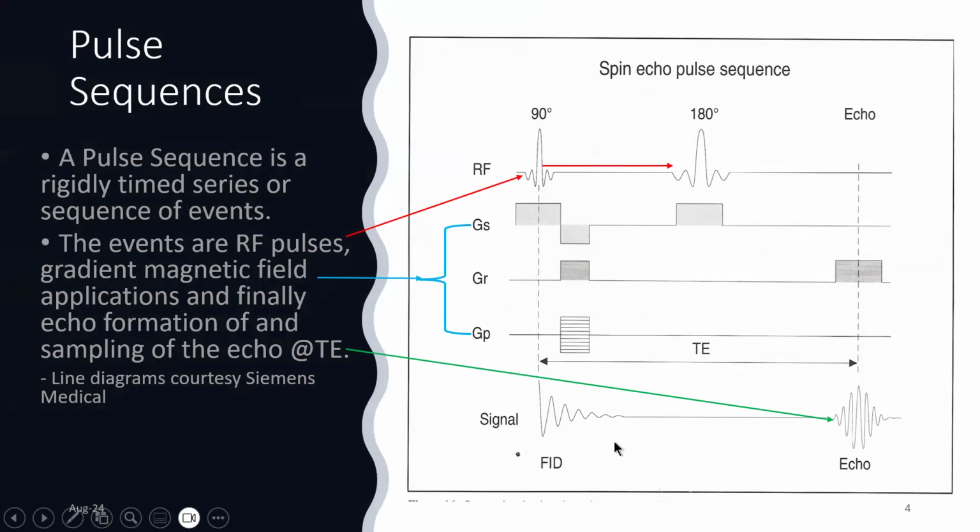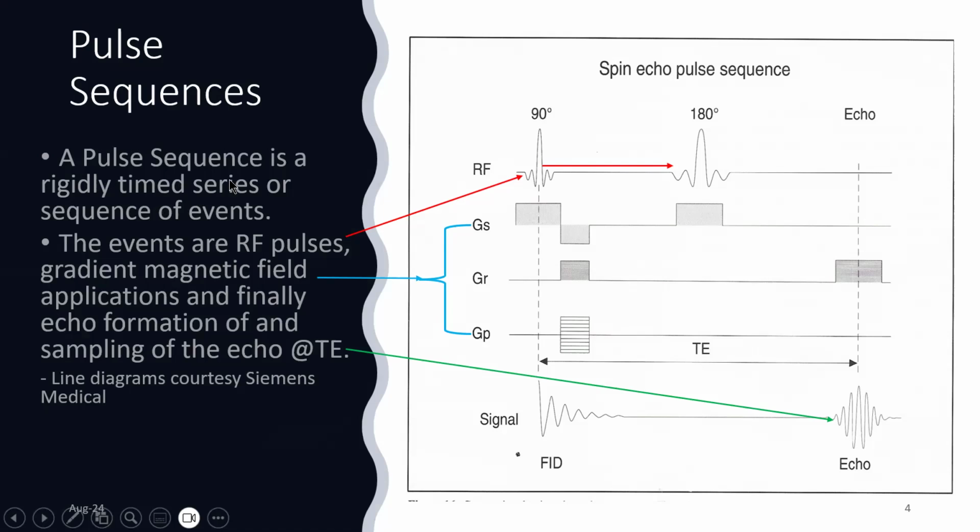So if you look at a line diagram, and for example, if someone says to you, identify this pulse sequence, first thing I want you to do is look for a 180. If there's a 180, that's spin echo based. If there's not a 180, it's gradient echo based. And we'll go on from there.